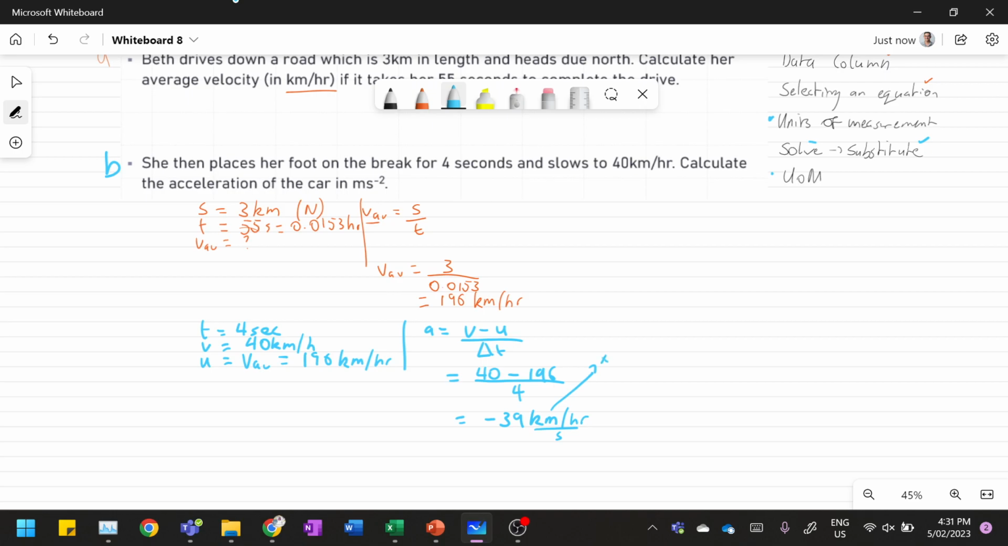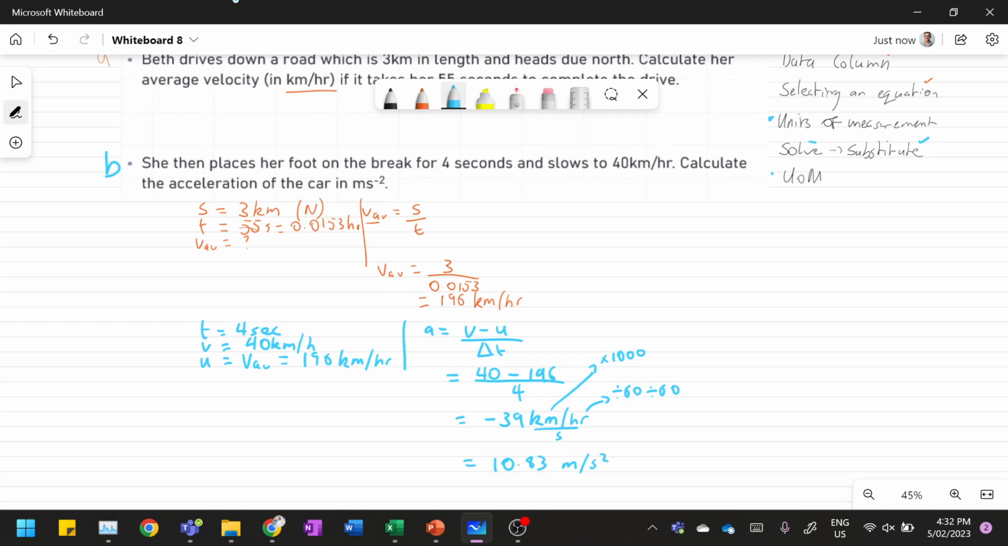Now, to complete our conversion, we need to take this number and convert kilometers into meters. That's going to be multiply it by 1,000. But we're also going to have to convert this hours value into seconds. To do that, we'll need to divide by 60 twice. And that comes to 10.83 meters per second squared, or meters per second per second. So in other words, every second, the car is slowing down by 10.83 meters per second.